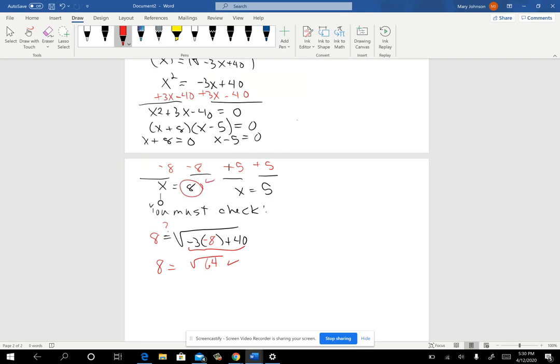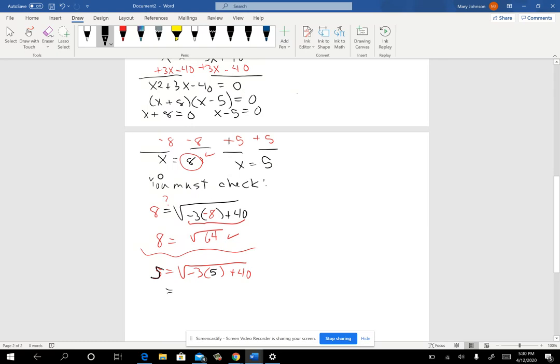Okay, when we plug in 5 and see if it works, we're going to plug it in everywhere there was an x. I'm going to plug in 5 right here, 5 right here. And this one, it turns out that both of these wind up being okay. That would be negative 15 plus 40, which is 25. And 5 does equal 25. It does check, because 5 does equal the positive square root of 25. So that means that one works. So your answers would be both the 5 and the 8. It's not an ordered pair. The solution set would be both of those, okay?